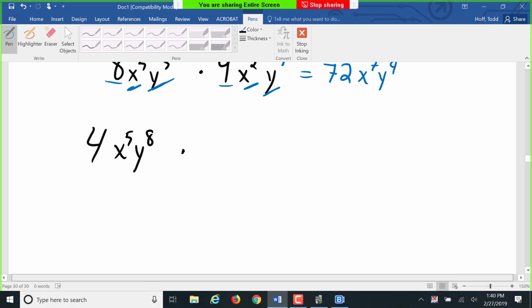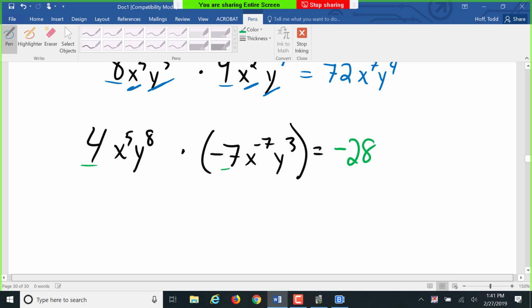We might have 4x to the fifth, y to the eighth, times negative 7, x to the negative 7th power, y to the third. We're going to combine counts. What is 4 times negative 7? Negative 28. X to the fifth times x to the negative 7th. X to the negative 2, good. Y to the 8th times y to the third. Y to the 11th.